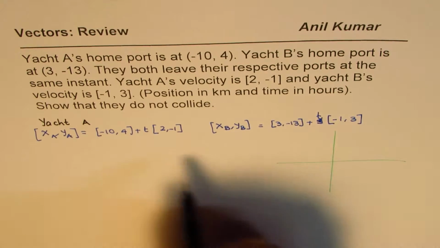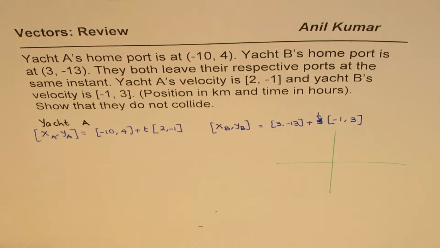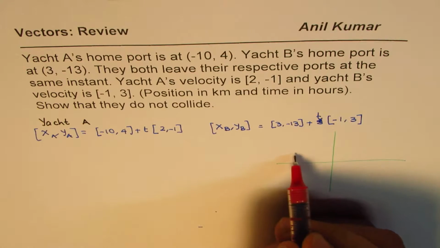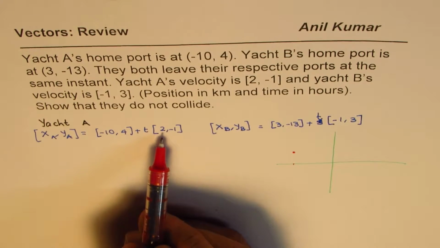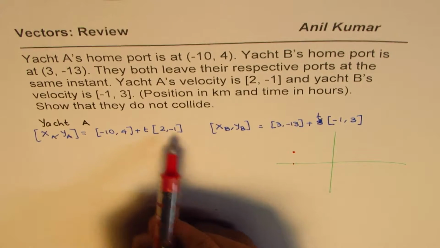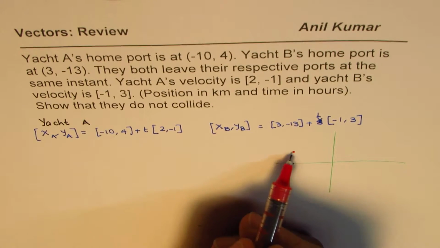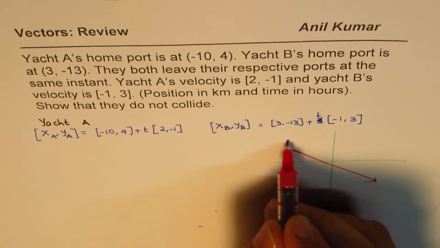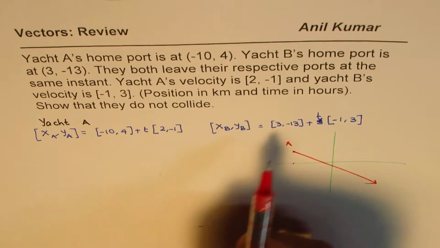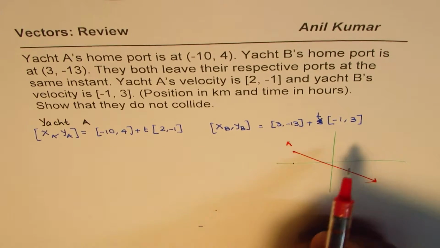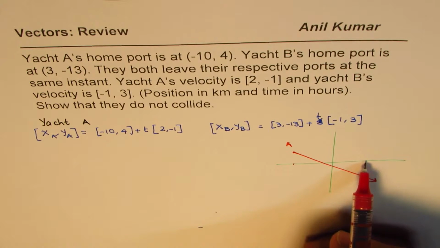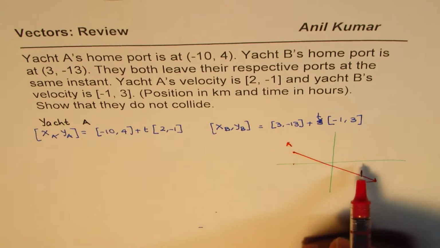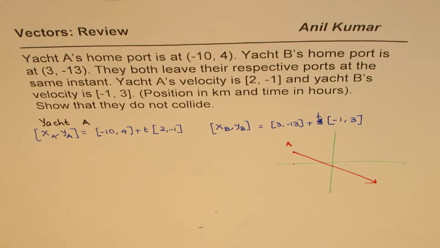And then we'll solve. (-10, 4) and moving (2, -1). So let's say this is 10 and this is 4 for us, (-10, 4), and moving like (2, -1), so going downwards, correct? So it's kind of like this. Okay, just a rough approximation. This is for A. As far as B is concerned, it is starting at (3, -13), so somewhere on this side, and -13 is kind of below, right? And it is moving left and up.